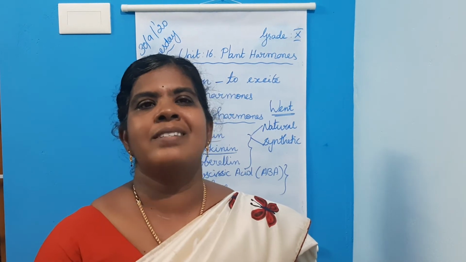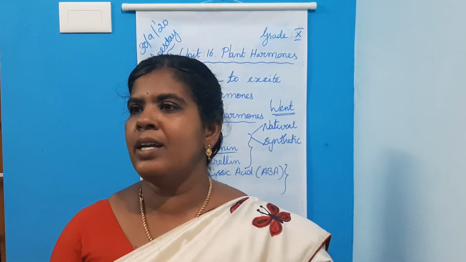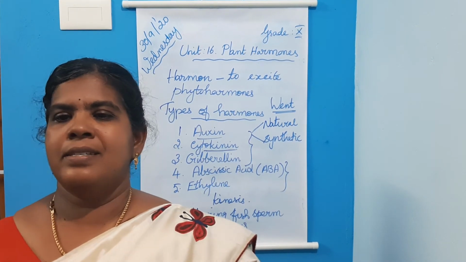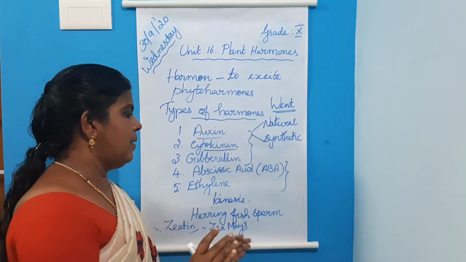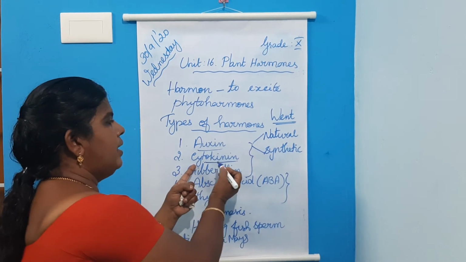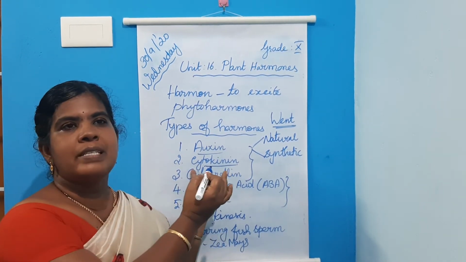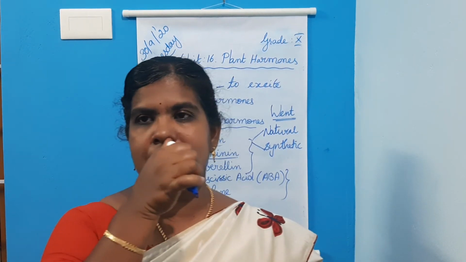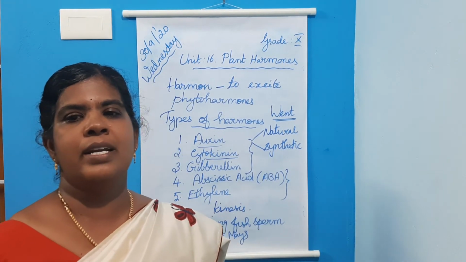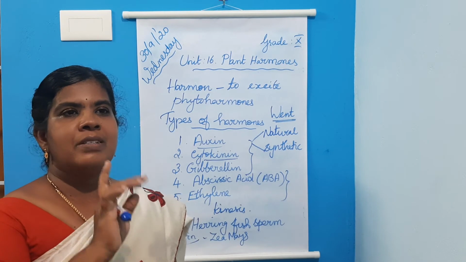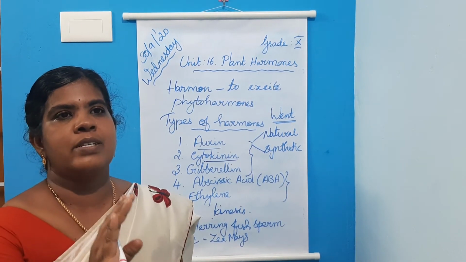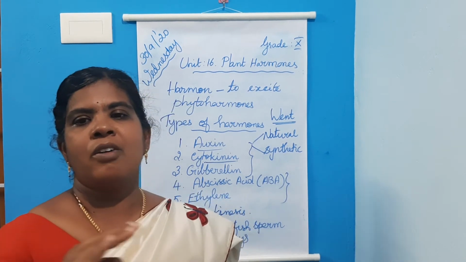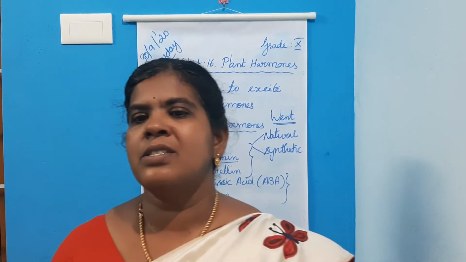Cytokinin induces cell division, or cytokinesis, in the presence of auxin. Cytokinin promotes cell division in the presence of auxin. That is the first effect. Physiological effects of cytokinin: what is the first one? Cytokinin induces or promotes cell division along with auxin.